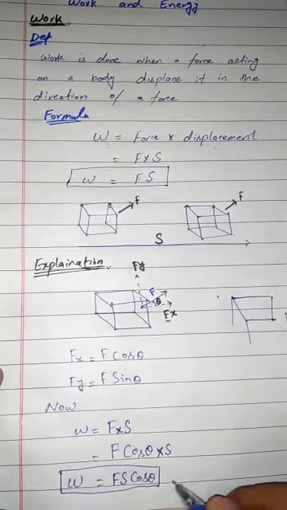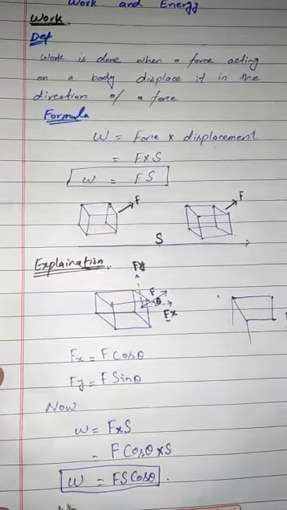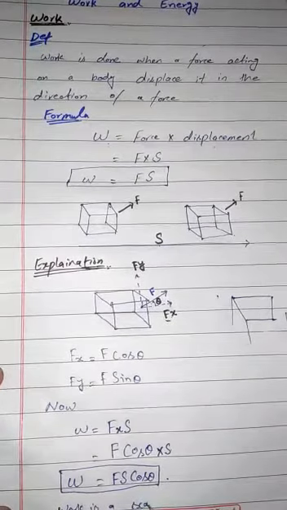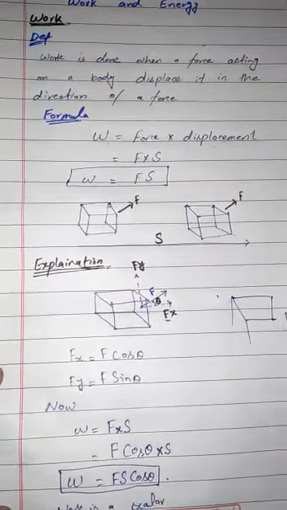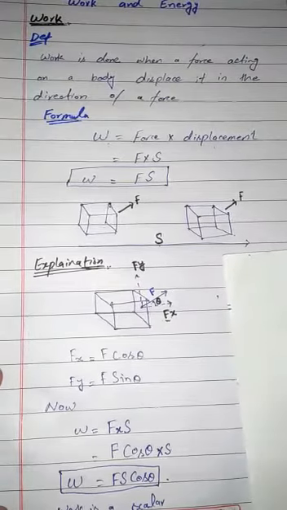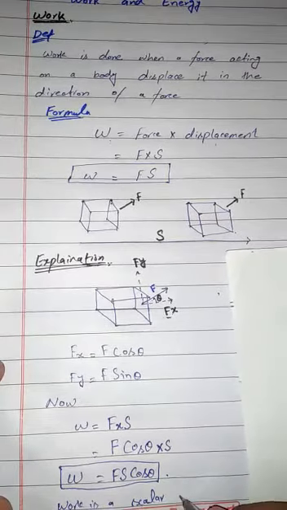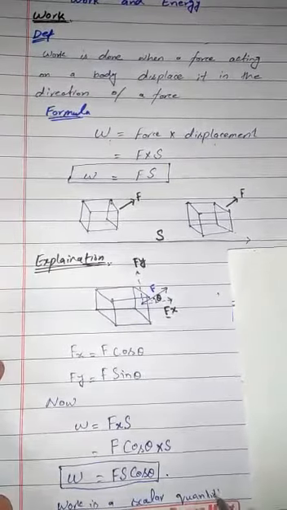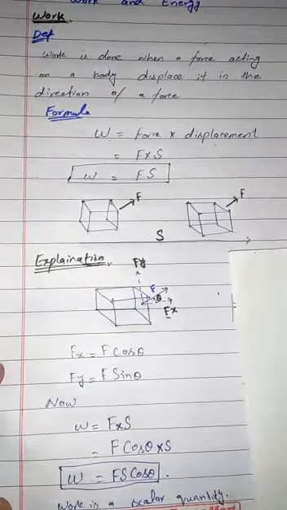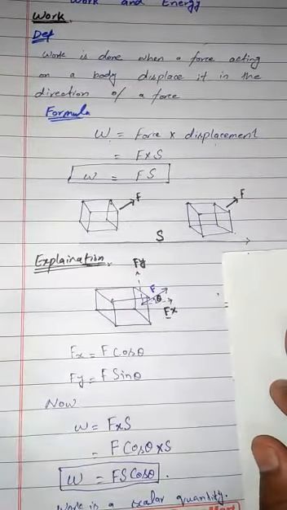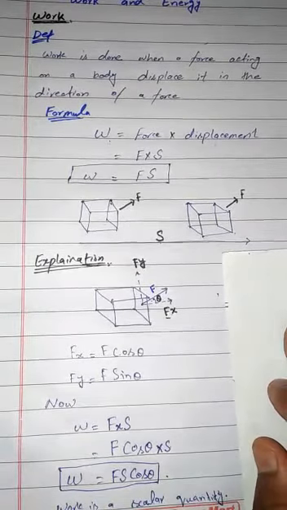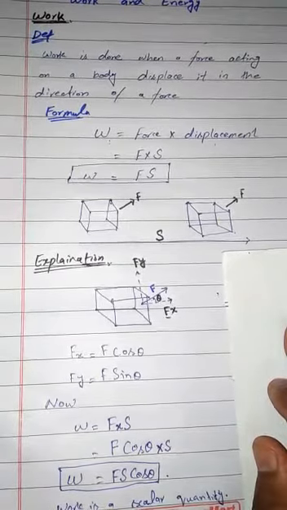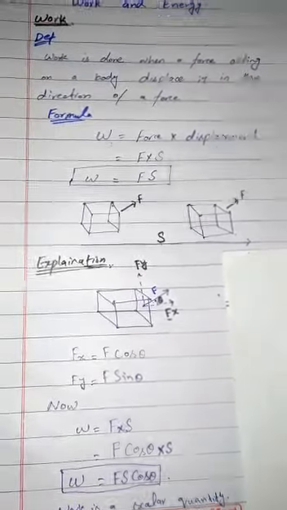So work is a scalar quantity. Work is a scalar quantity. It depends on the force acting on a body, the displacement of the body and the angle between them.